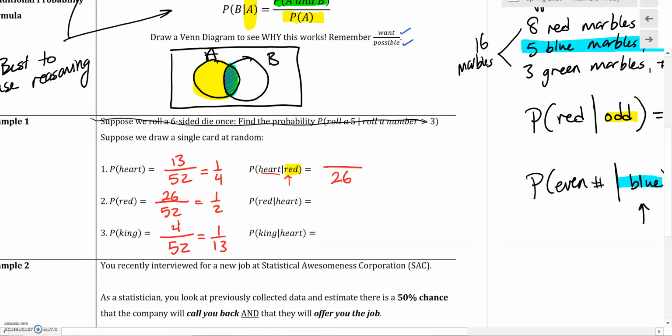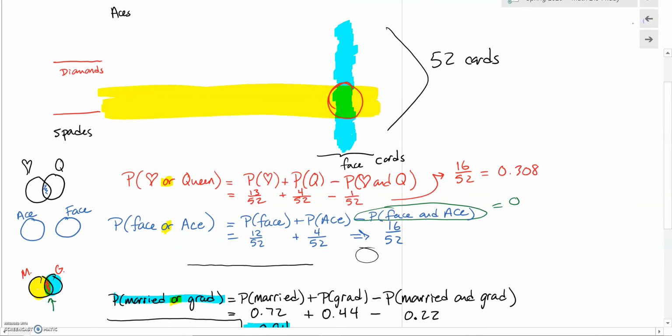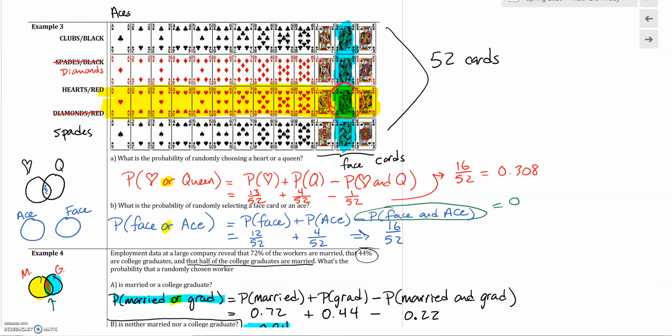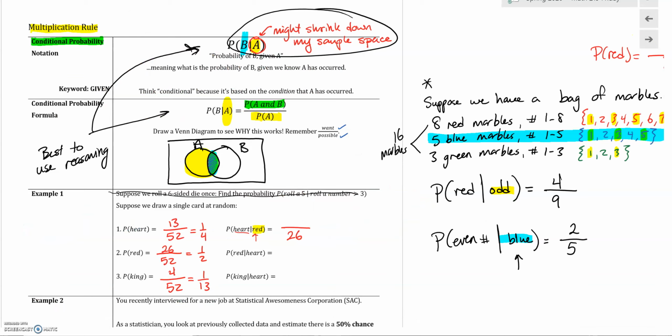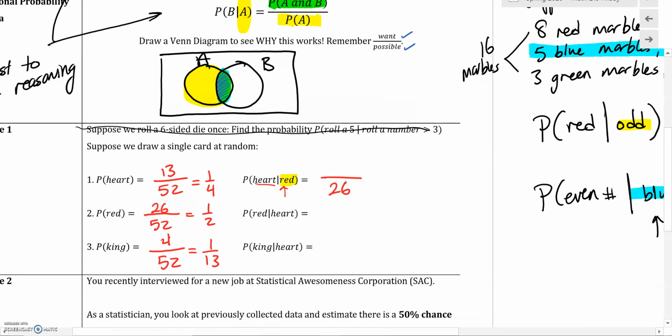So again, now my sample space has shrunk down. I'm no longer talking about all 52 cards. I'm only talking about the red ones. Those are the ones I'm interested in, only the red ones. So there's 26 of those. Of those red ones, the 26 that are red, 13 of them are hearts, which would reduce to a half.